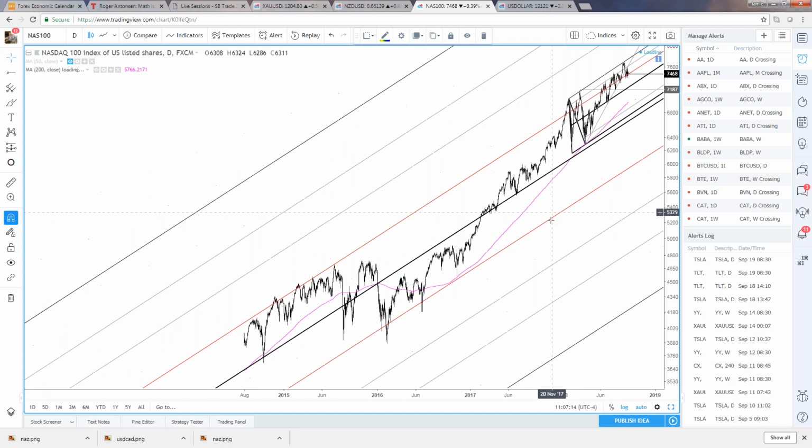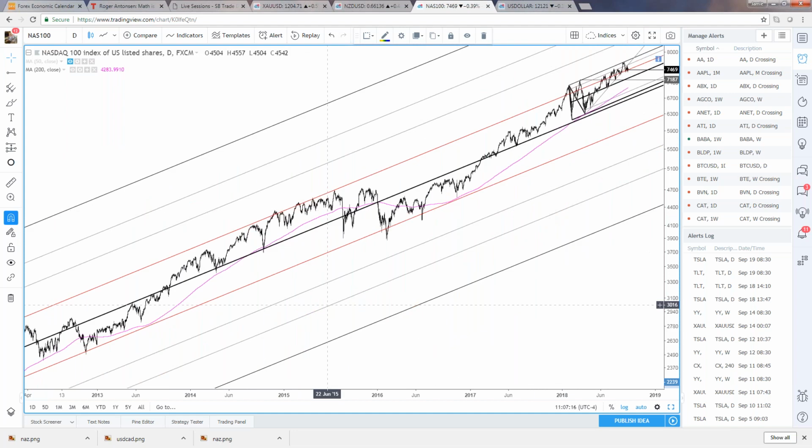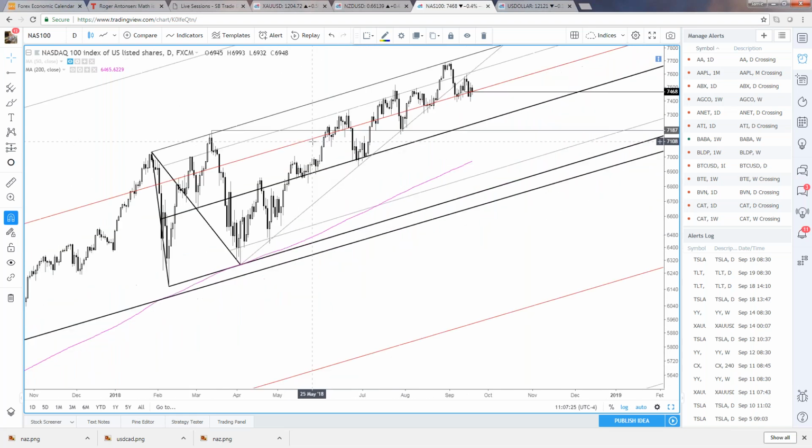All right, there we go. So this is the chart. This is the line that goes back to the tops from throughout 2014 and 2015. So you do have a kind of a critical spot there.